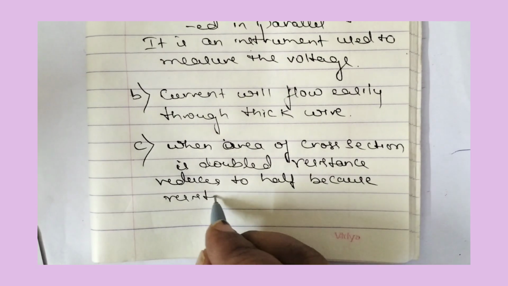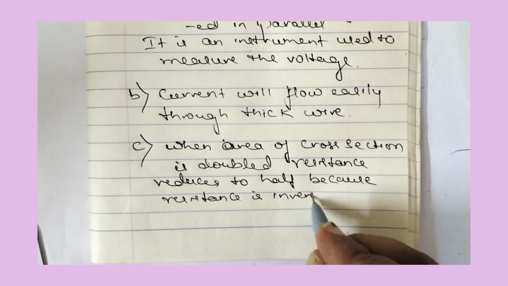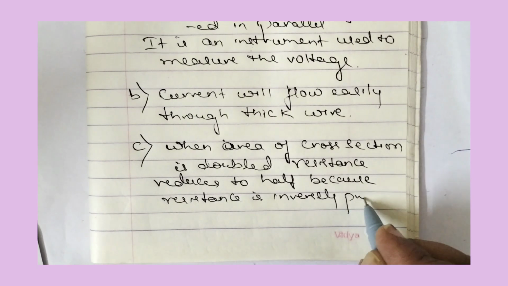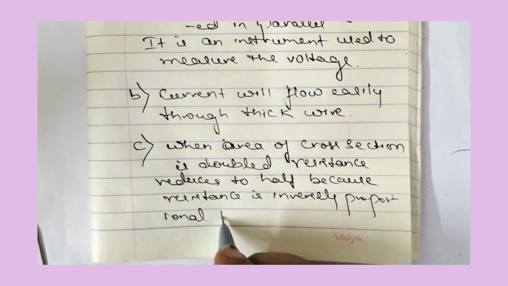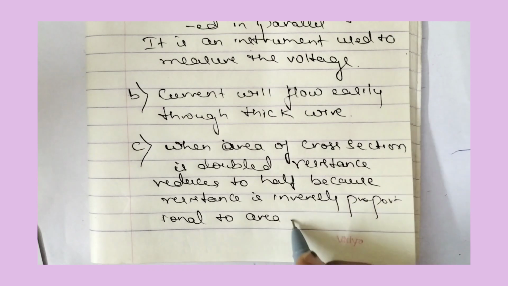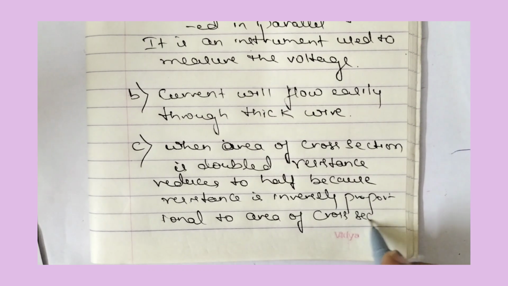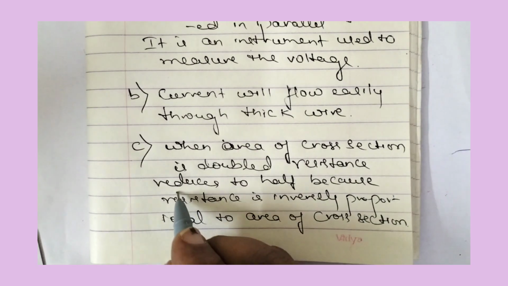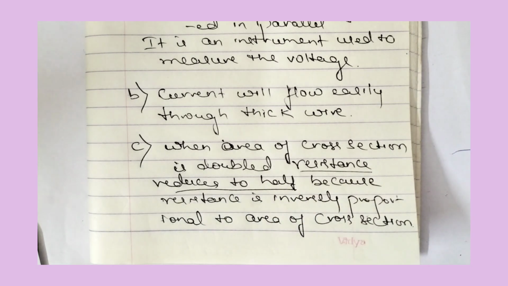resistance is inversely proportional to the area of cross section. So here the main answer is this one. Resistance reduces to half when the area of cross section is doubled. So by this we have completed the physics part.